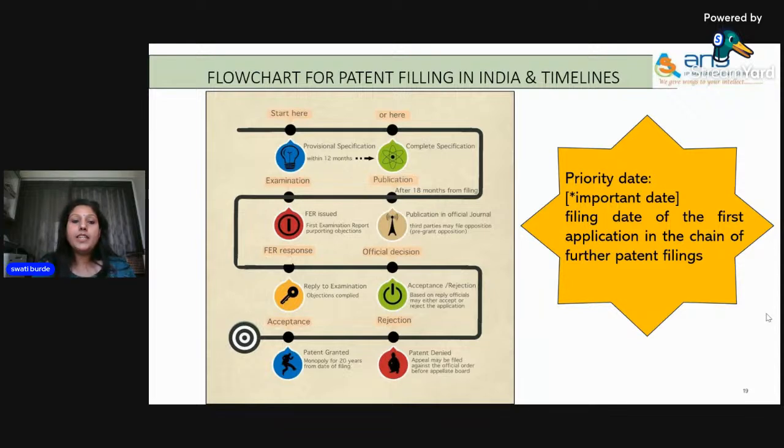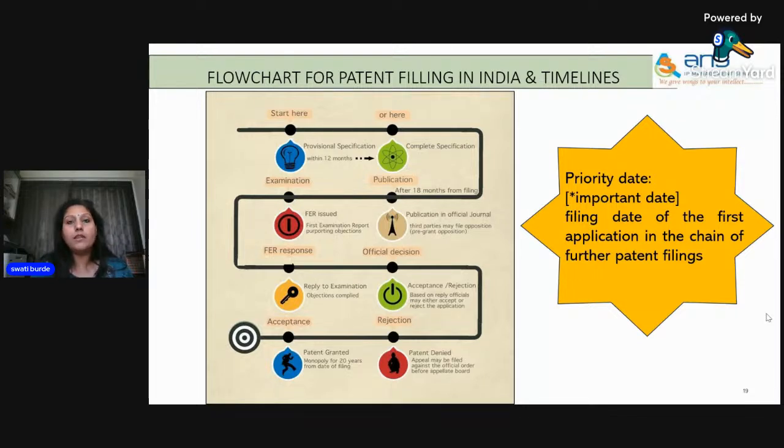So once it is filed, then the patent office will process. Here I would like to talk about the withdrawal also. There is a provision for withdrawing the application also. So if you think that you have some more to add to the invention, then you can withdraw your patent application.